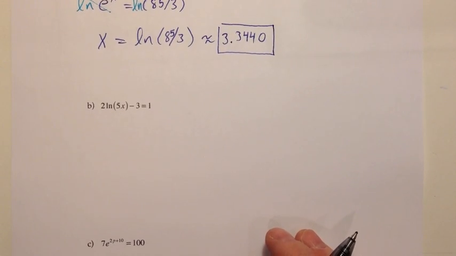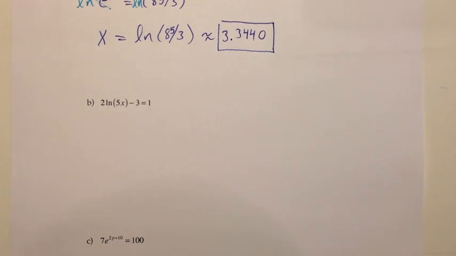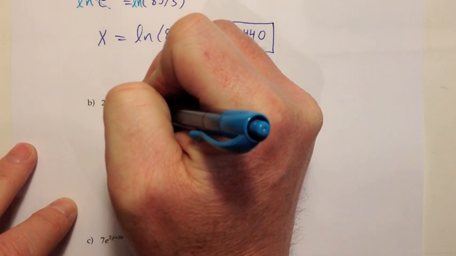Alright, let me go ahead and move on to part B. In this one, we're starting out with a log already, a natural log to be more specific. And we've solved this type of equation again, also back in section 11.3. The only difference now is the type of logarithm we're using. And our goal back then was that we could solve these if we could get the log by itself.